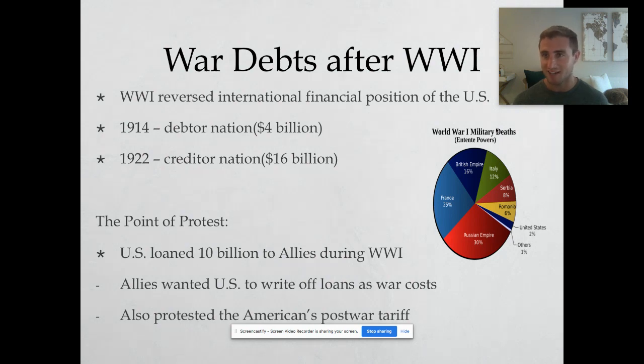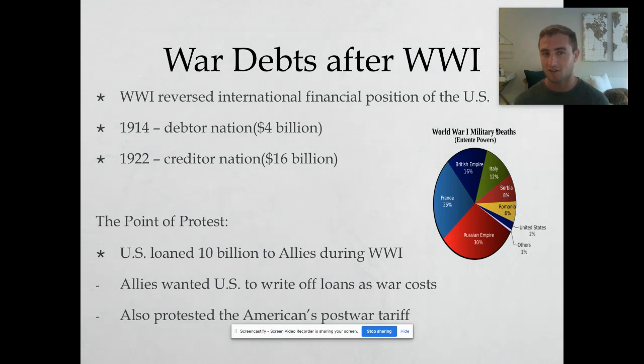And the United States largely benefited from their problems because in 1914, the first year of World War One, the U.S. is $4 billion in debt. When we get into 1922, the U.S. is $16 billion in the positive, and they are loaning money to other countries, especially Britain and France.